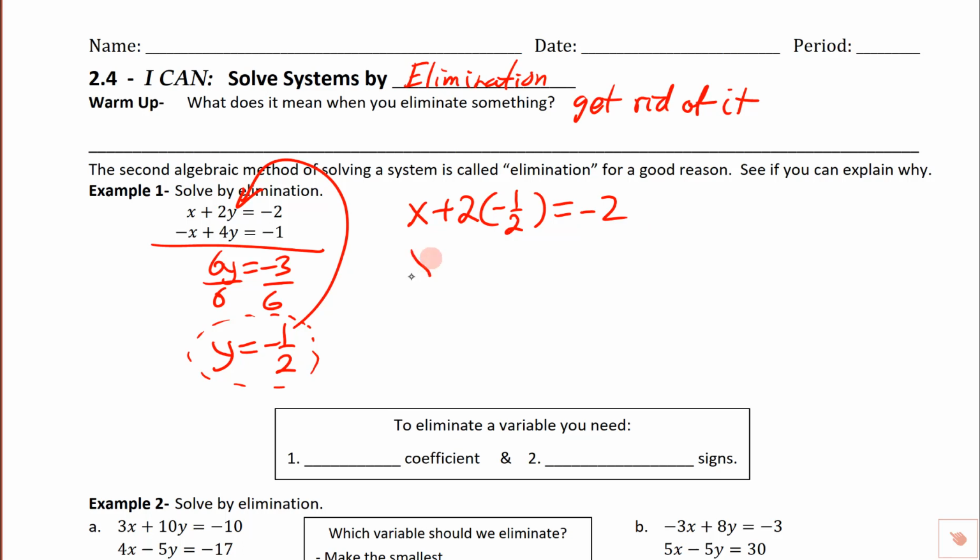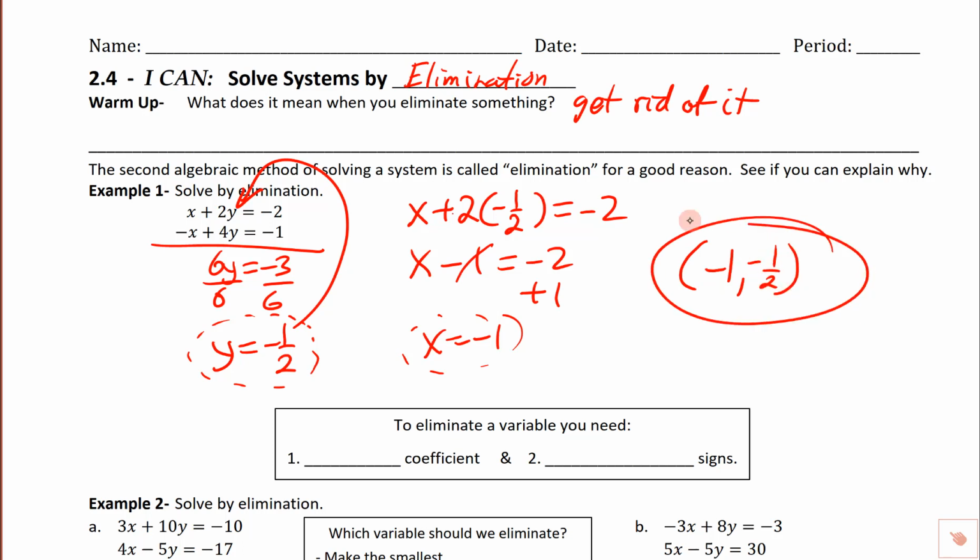So here's what we've got. x, positive times a negative, negative 2 times 1/2, that's going to be a 1, equals negative 2. So we're going to add 1. So we end up with x equals negative 1. There's the other part of the answer. Now that quickly, we are done with this. This had a fraction in it. We've got both answers, and we did it really quickly, and we did it really accurately. That's the answer right there, okay?